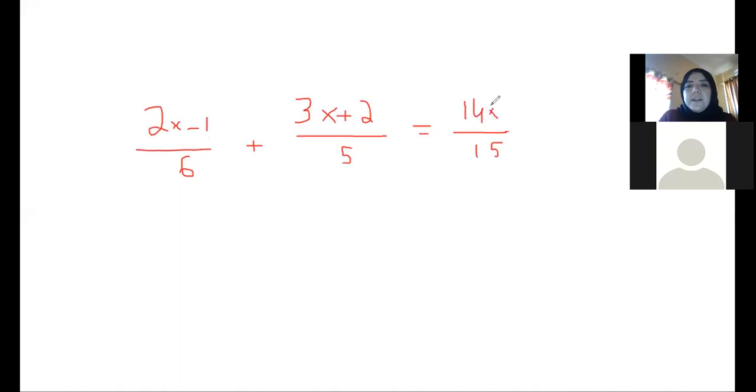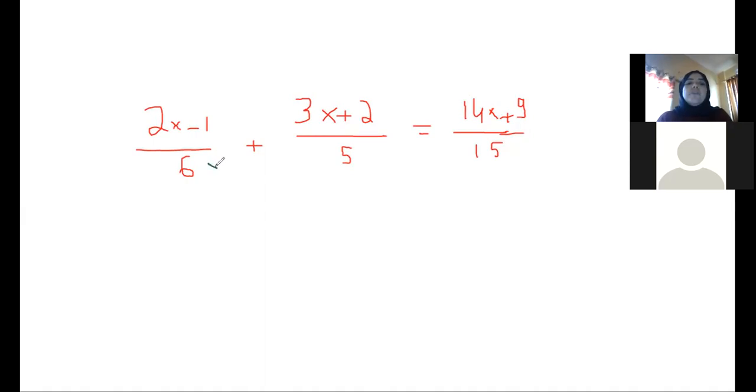What's the first step you think you are going to do in order to solve this equation? Should we first separate the x's and the unknowns from the knowns? Of course, this is the main objective. But first, let us make the same denominator for all. What do you think the common denominator for 6, 5, and 15 is? All I think of is 30. Exactly. Perfect. It's 30.